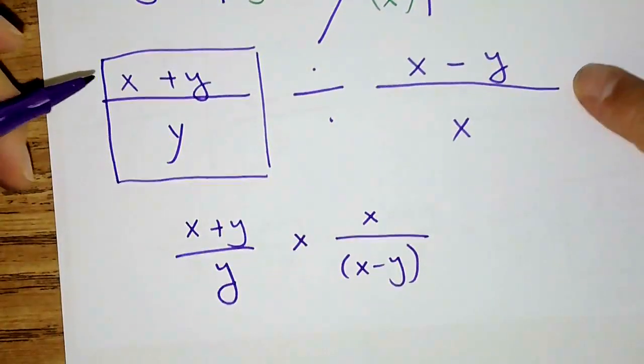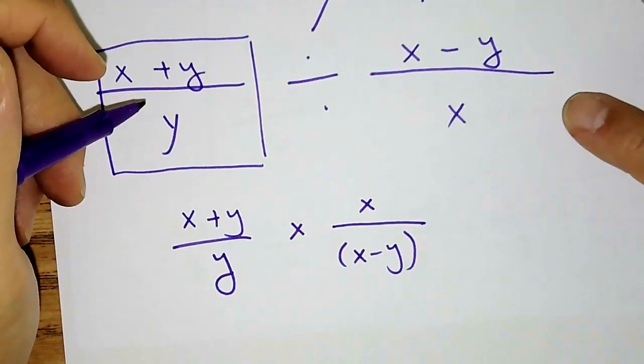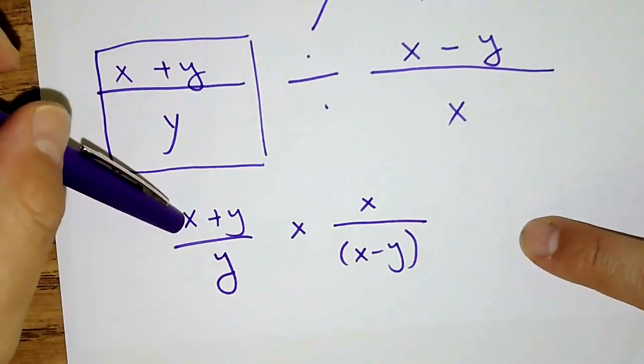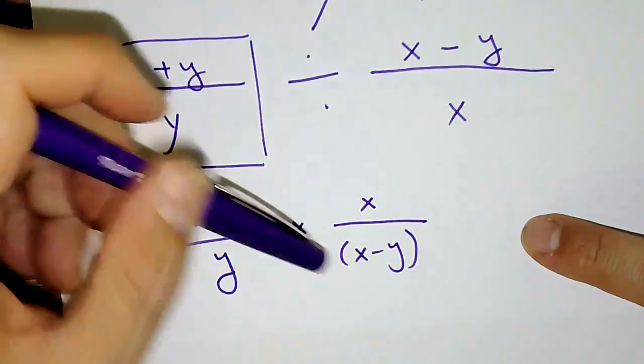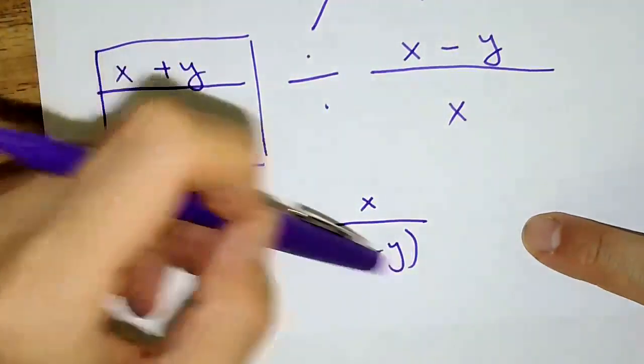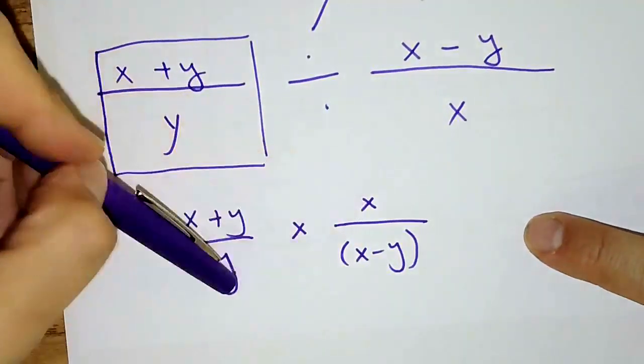Yeah, I don't really need the parentheses. I don't know why I made those parentheses, but we're good. X plus y, x minus y, those are different. X and y, they're different.